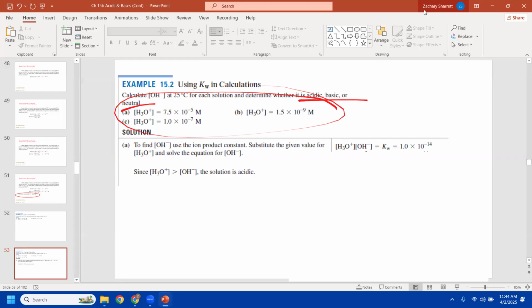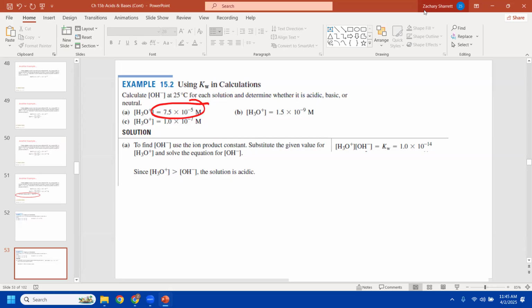So when you have something equal to 1 times 10 to the negative 7, that means that OH minus is also equal to 1 times 10 to the negative 7. If we get that value in our head, now when we look at this first problem, the H3O plus is 7.5 times 10 to the negative 5th. Is that bigger or smaller than 1 times 10 to the negative 7? It's actually bigger, right? Negative 5th. Would you rather owe me $5 or $7? 5, right? So sometimes a bigger number is a smaller number when it's negative, right?